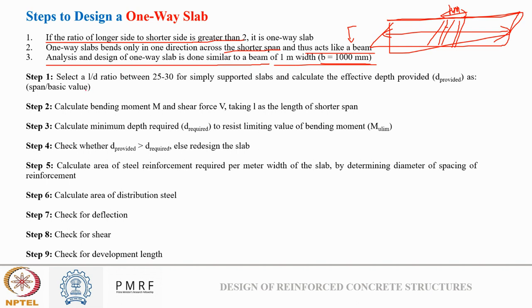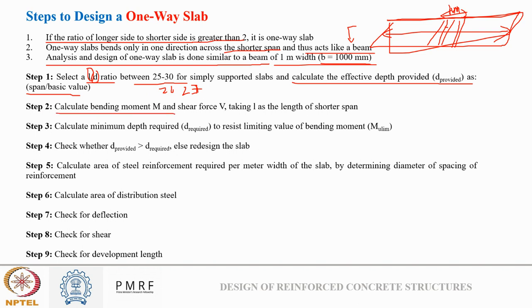Now, how to design a one-way slab? First we need to choose the L by D ratio, because we don't know the depth of the slab, but we know the length of the slab. Generally the code says it is 25 for simply supported, but we know that some modification factor can also occur later on. So we choose a little higher value. You can choose 26, 27 or something. Based on your assumption, you calculate the effective depth, that will be D provided, as the span upon the basic value.